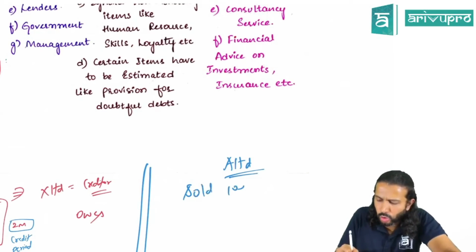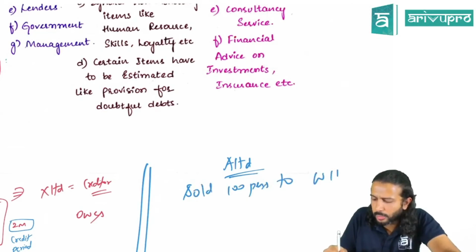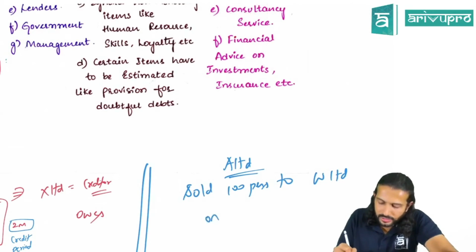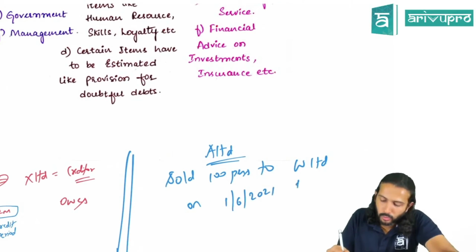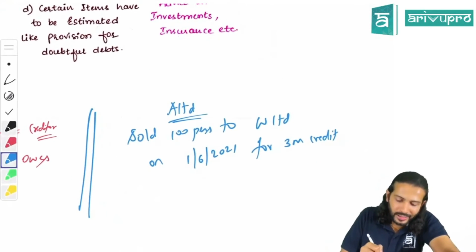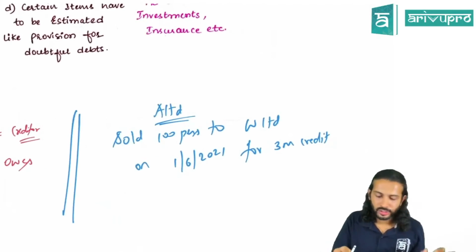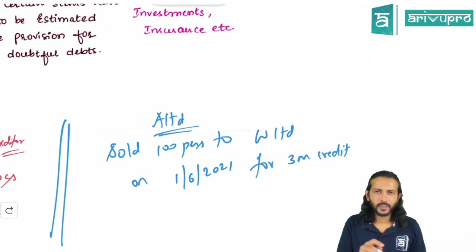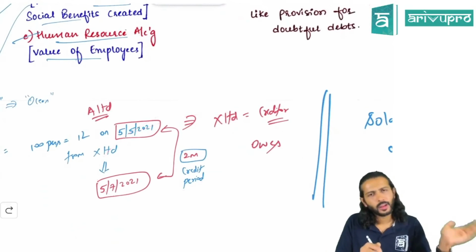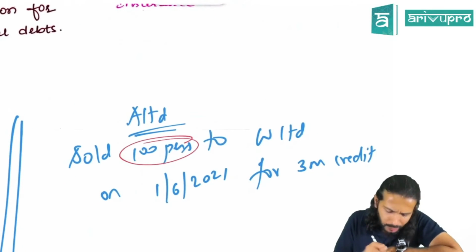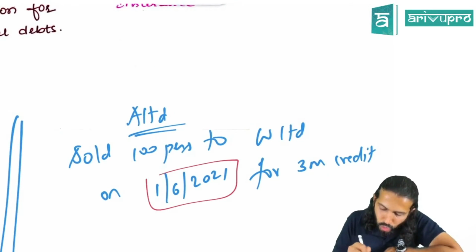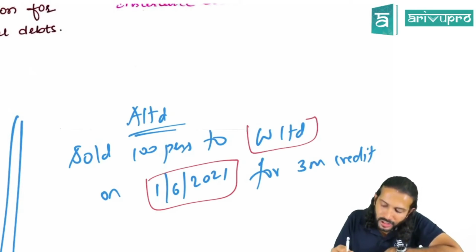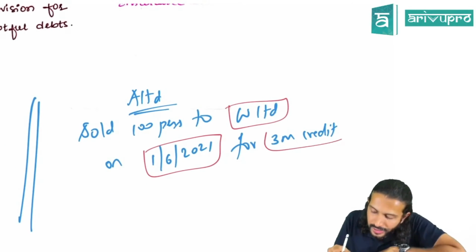Let's say A Limited sold those 100 pens to W Limited on, let's say, 1st June 2021 for 3 months credit. Now, can you tell me when will I get the money? I'll tell you this scenario. A Limited first purchased the pens. After purchasing, they sold the pens on 1st June 2021 to W Limited for 3 months credit.